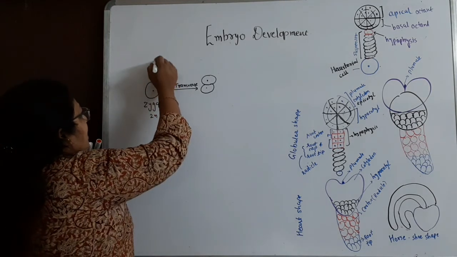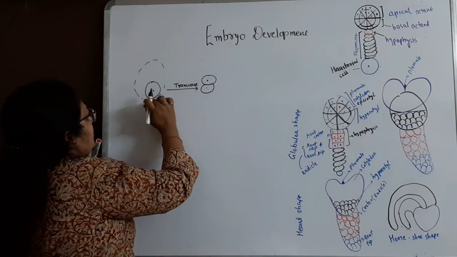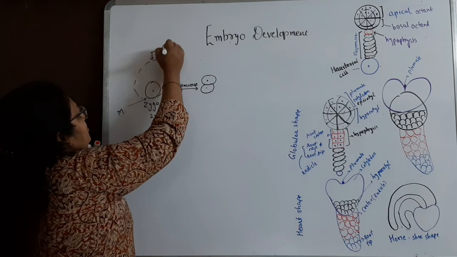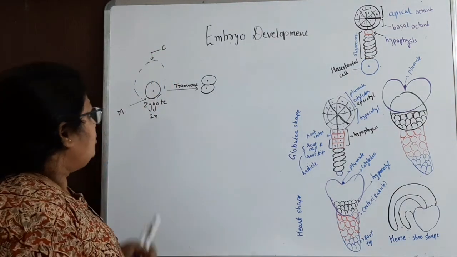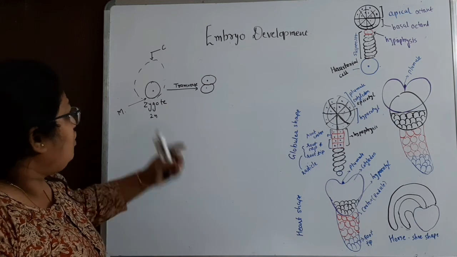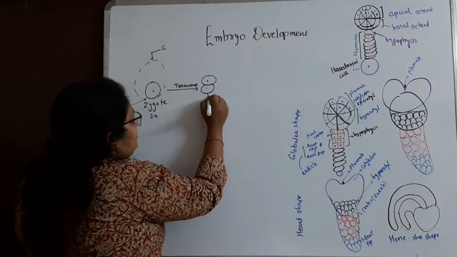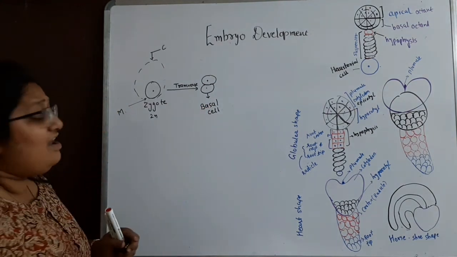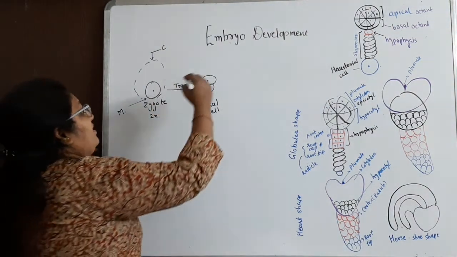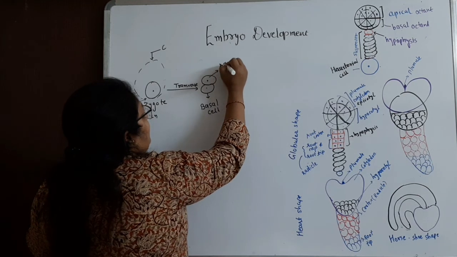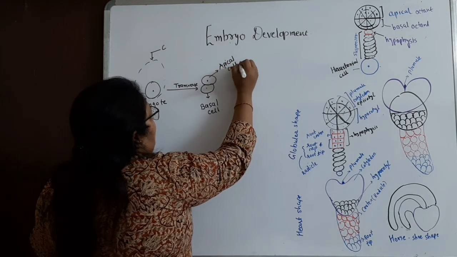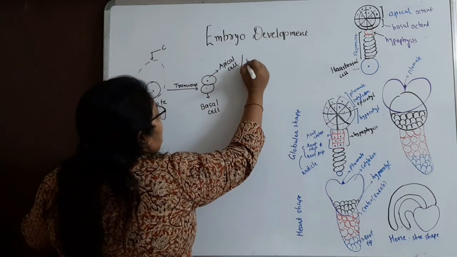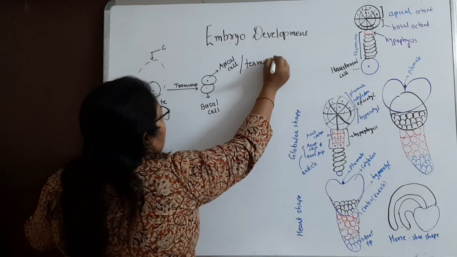Remember, as we know, this is the micropyle and this is the chalazal end, right? The cell which is located towards the micropyle is known as the basal cell, and the cell which is located toward the chalazal end is known as the apical cell, right? Basal cell and apical cell. The apical cell is also known as the terminal cell.